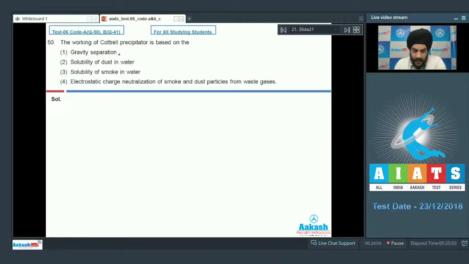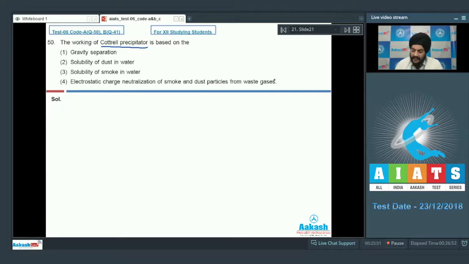Let us look at question number 50 now. The working of a Cottrell precipitator is based on. So students, a Cottrell precipitator is used in the electrostatic charge neutralization of smoke and dust particles from the waste gases.